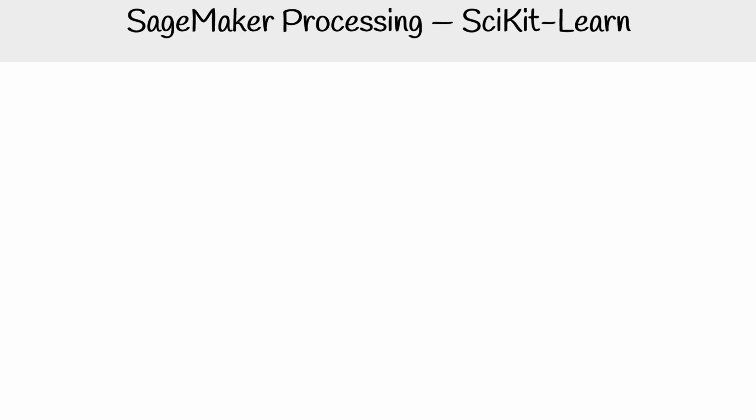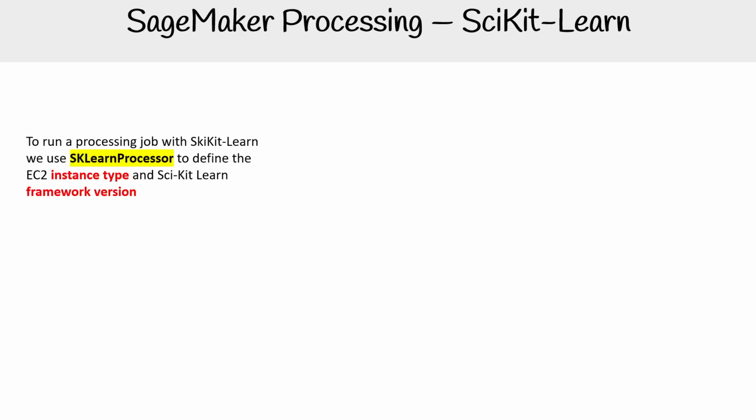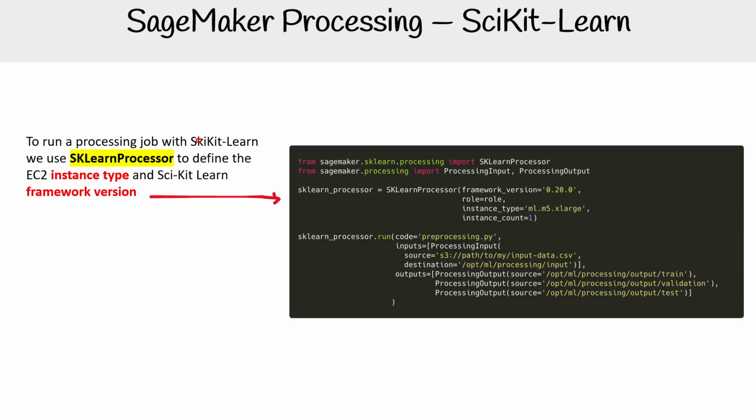So with SageMaker Processing, you can work with the scikit-learn. It looks like it's spelt wrong here. I apologize for that, but this should be scikit-learn. And so here we can define it. And so here we're using the SKLearnProcessor over here. And so there you are running the job.